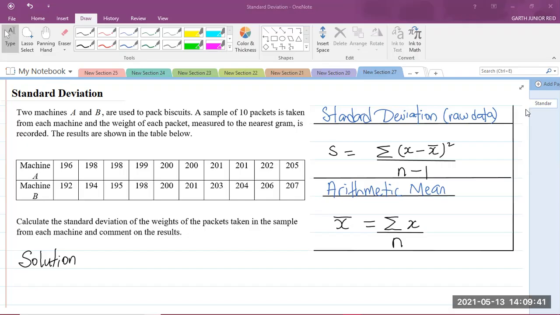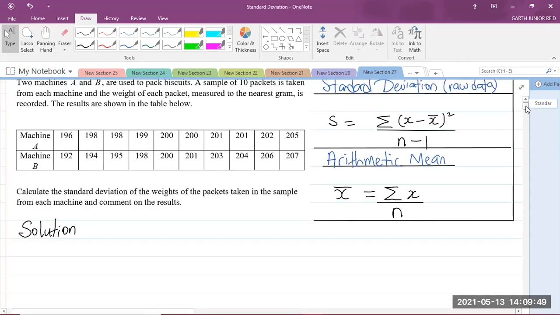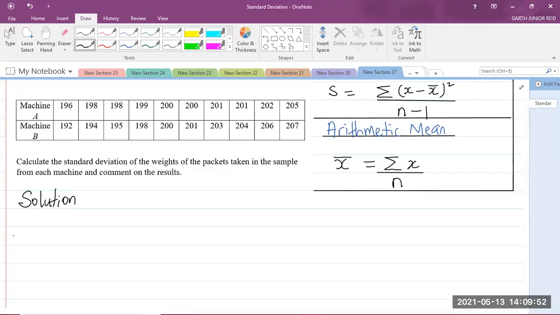So let me just scroll down a bit just to get a bit more space. So we're focusing on machine A. We're now going to find the arithmetic mean for machine A. So that's X bar. That's the arithmetic mean for machine A. I have a subscript capital A there to show that I'm calculating the arithmetic mean for machine A.